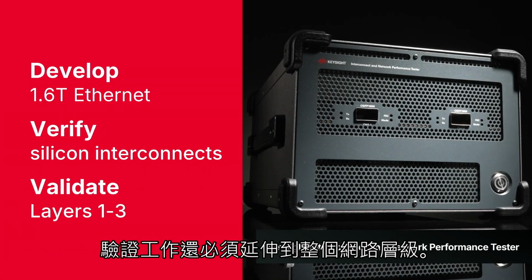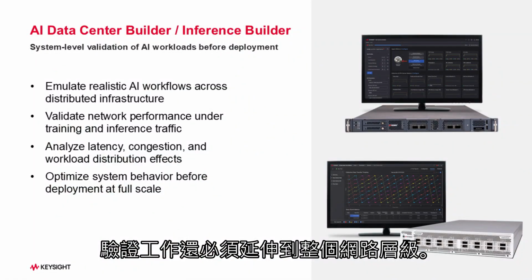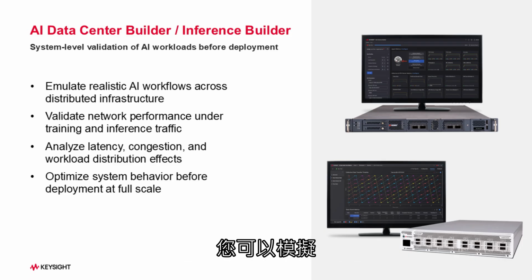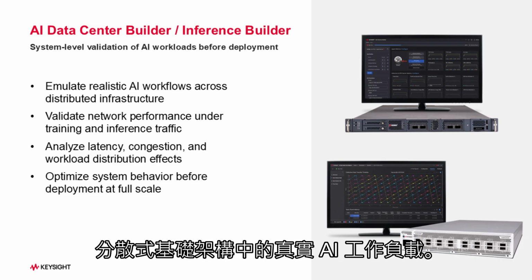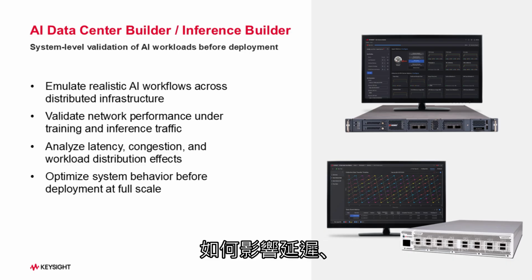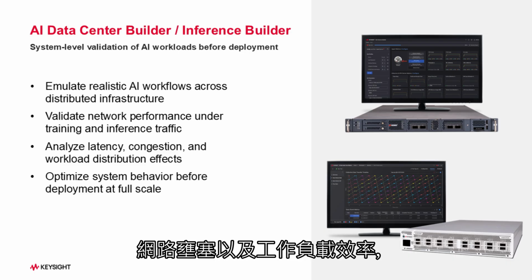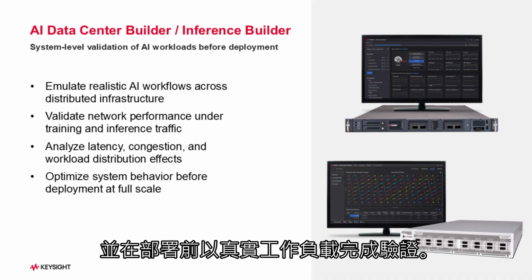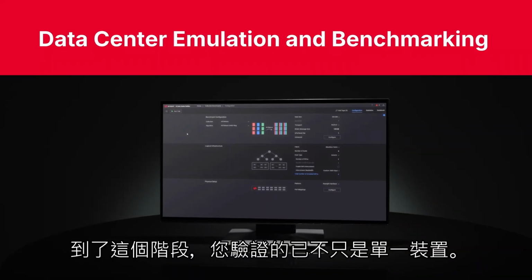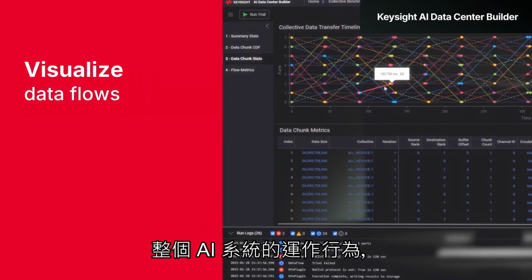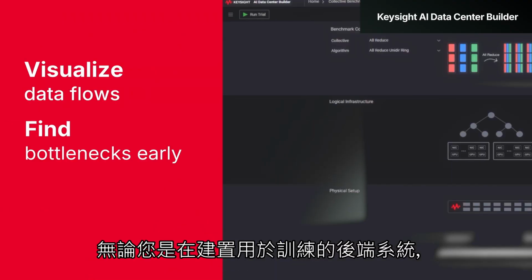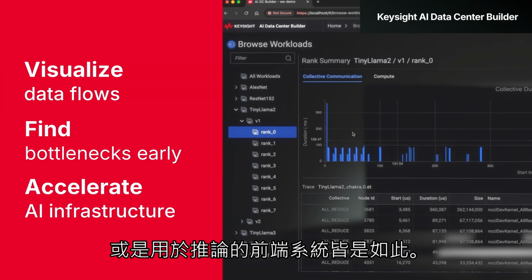Finally, validation extends to the network itself. With tools like AI Data Center Builder and Inference Builder, you can emulate real AI workloads across distributed infrastructure. This allows you to see how interconnect performance impacts latency, congestion, and workload efficiency before deployment with realistic workloads. At this stage, you're no longer just validating devices, you're validating the behavior of the entire AI system and optimizing it accordingly, whether you're doing a backend system for training or a front-end system for inference.